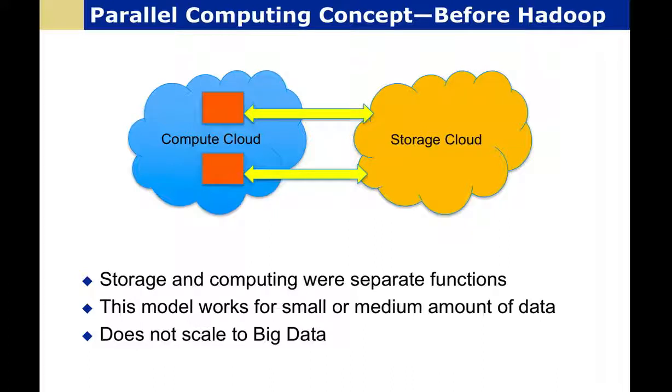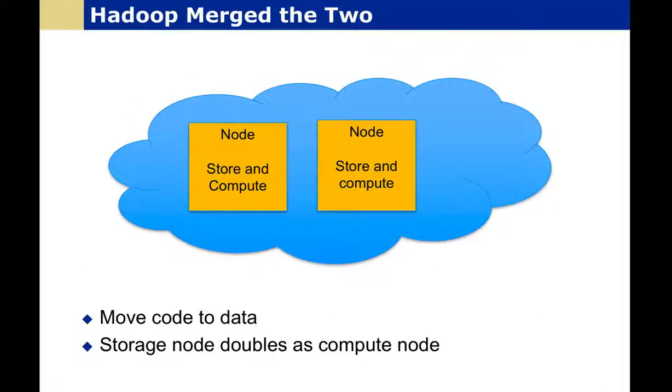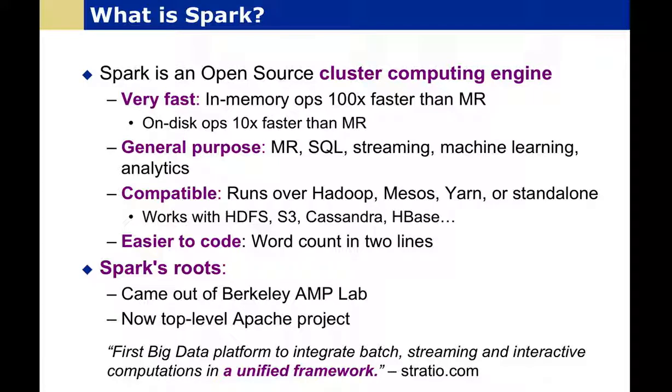Before there was Hadoop, storage and computing were basically separate functions that usually ran on separate machines. Now, this works great for HPC, or high performance computing, but doesn't scale very well to big data. Hadoop merged the two. So Hadoop's high data resiliency through HDFS and its flexible cluster computing framework known as YARN has given birth to a new generation of processing tools, one of which is called Apache Spark.